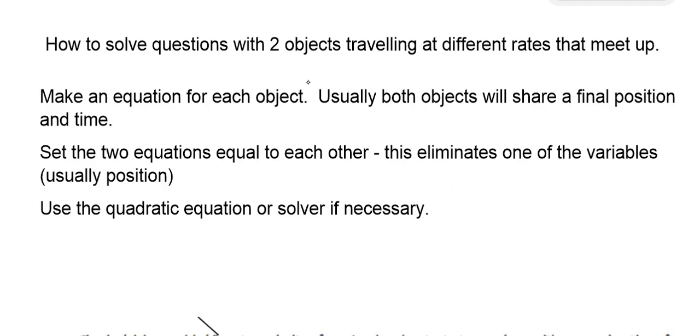So to summarize, if you have two objects traveling at different rates that meet up, either they're moving towards each other or away from each other, you need to make an equation for each object. Usually both objects will share the same final position in time. For anything we're doing, that's what's going to happen. Set the equations equal to each other, which eliminates one of the variables. You could also do substitution, but I like to set them equal to each other, elimination. And then, if necessary, use the quadratic equation or a solver if it's needed. This will be a case where you have someone with an acceleration and they don't start at the same spot, and you'll see those in the extra questions we're going to do. But hopefully this example kind of works through what's going on.